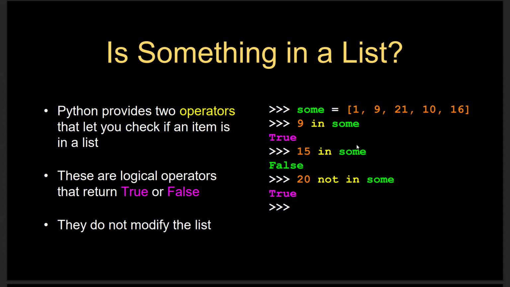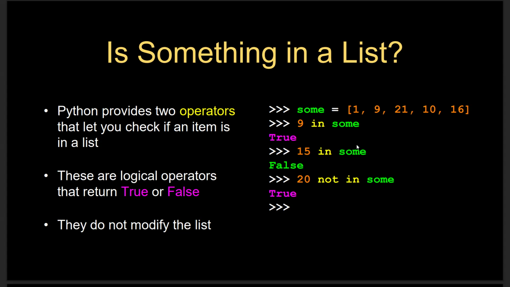Is 15 present in the sum list? No, 15 is not present, so it will return false. So 20 not in sum. It is saying 20 is not present in the sum list. Yes, 20 is not present in the sum list, so it is true. That's why the output is true.